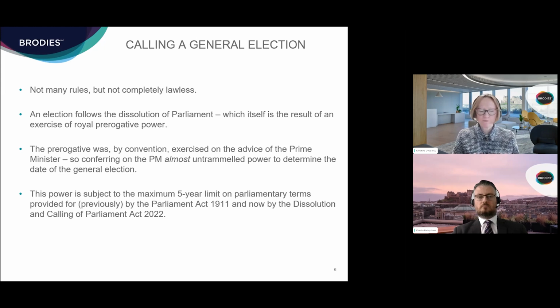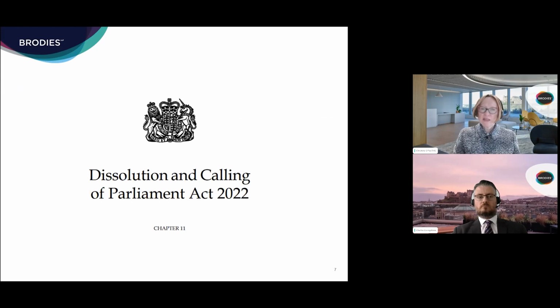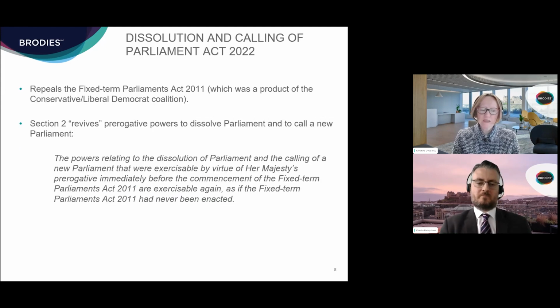So if we move on, that is an image of the Dissolution and Calling of Parliament Act 2022, and moving on, it replaced the Fixed Term Parliaments Act of 2011.